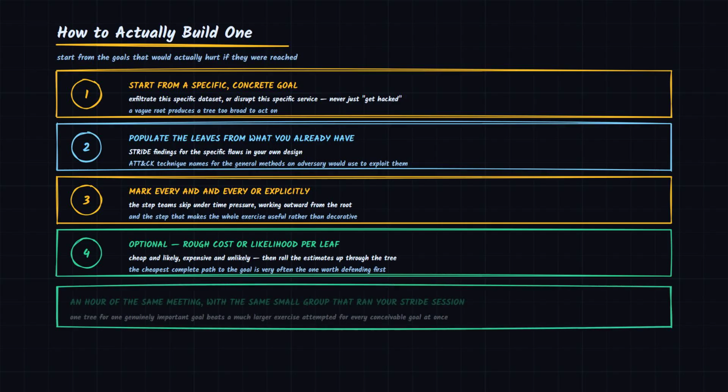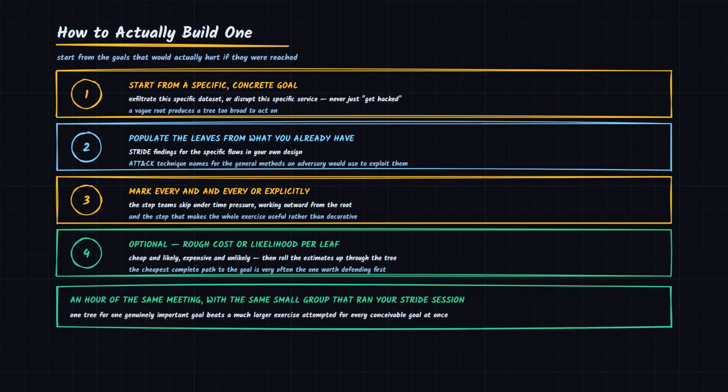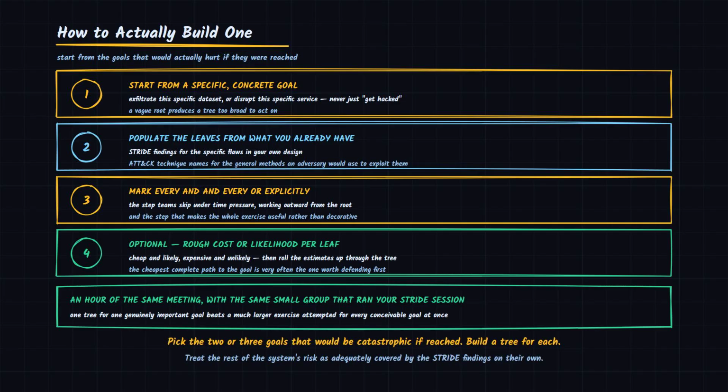A tree built for one genuinely important goal, by the same small group that ran your STRIDE session, using an hour of the same meeting, produces something more useful than a much larger exercise attempted for every conceivable goal at once. Pick the 2 or 3 goals that would actually be catastrophic if reached, build a tree for each, and treat the rest of the system's risk as adequately covered by the STRIDE findings on their own.